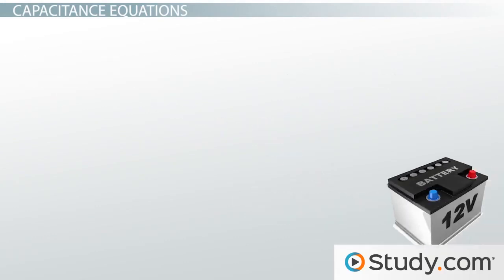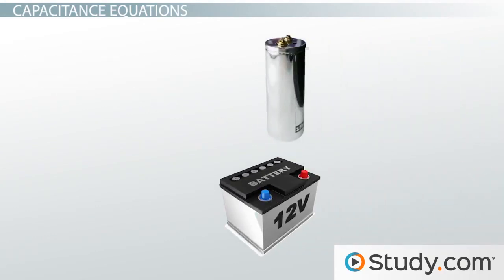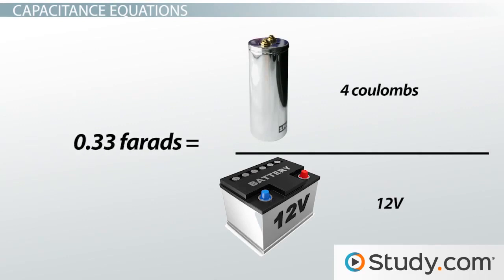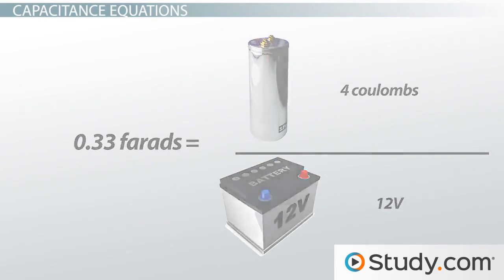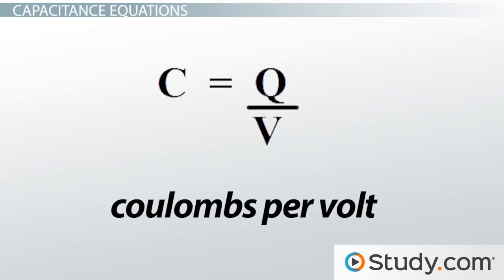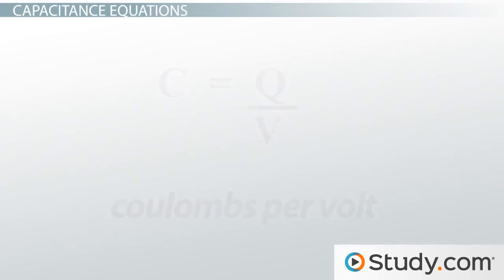So for example, if you connect a 12-volt battery to a capacitor, and that battery charges the capacitor with 4 coulombs of charge, it must have a capacitance of 4 over 12, which is 0.33 farads. If the capacitor had a higher capacitance, it would store more charge when connected to the same battery. Because of this equation, we can see the capacitance is therefore measured in coulombs per volt. So it represents how many coulombs of charge will be stored in a capacitor per volt you put across it.